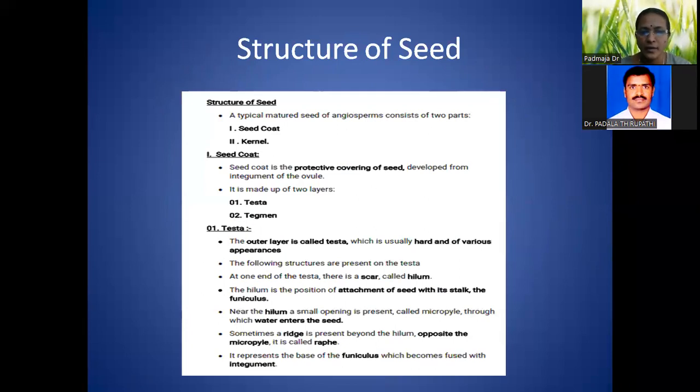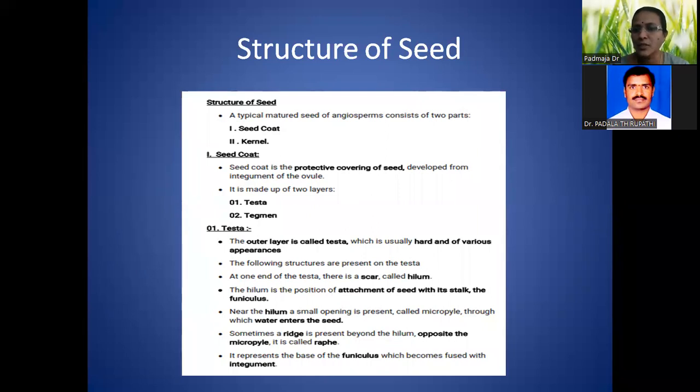And before entering that, if we know the theory part of the seed. After fertilization, the ovule develops into the seed. The structure of a typical mature seed of angiosperm consists of two parts. We already studied that gymnosperms and angiosperms are considered spermatophyta because they produce seeds. But in lower plants like algae and fungi, they are spore producing plants.